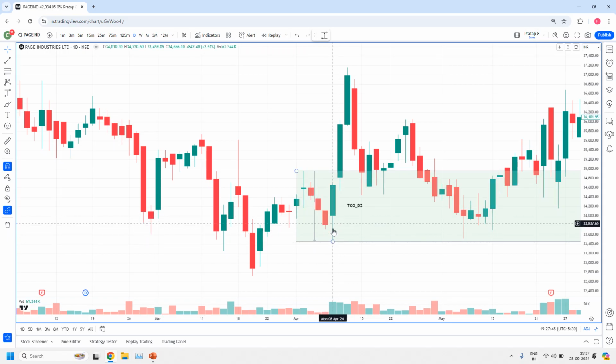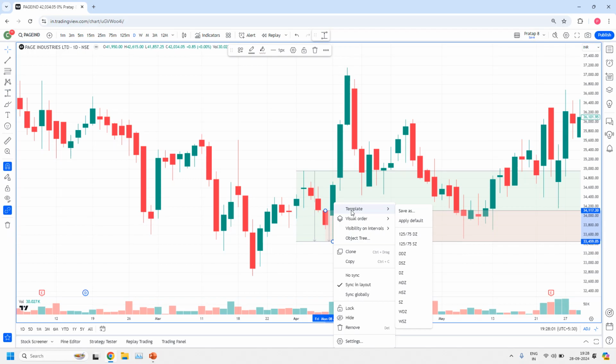See the leg out, the prices came and rejection and then started moving out. So that is the reason why I consider this is a leg-in. This is the base and this is the low of that zone. So now we can draw a daily demand zone.